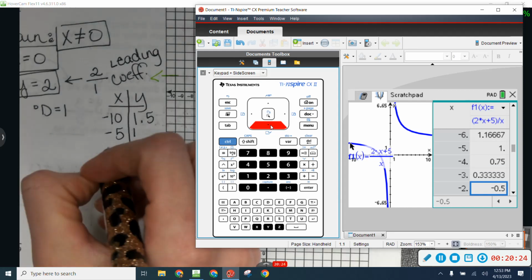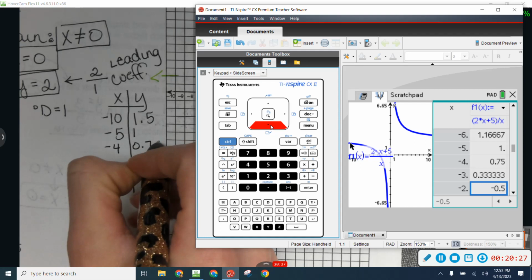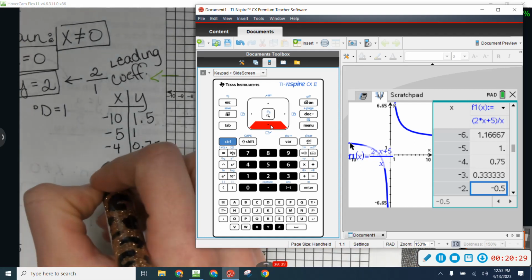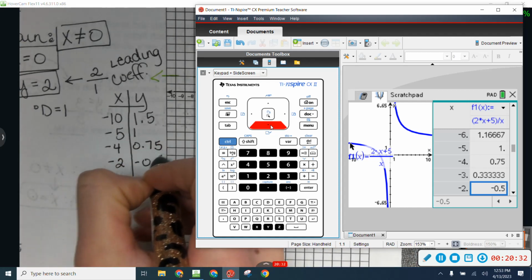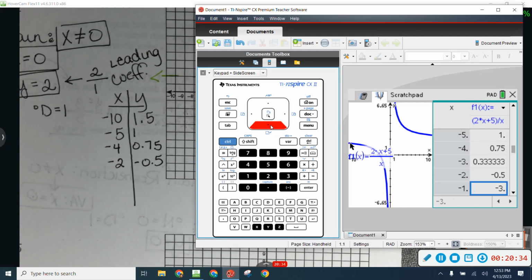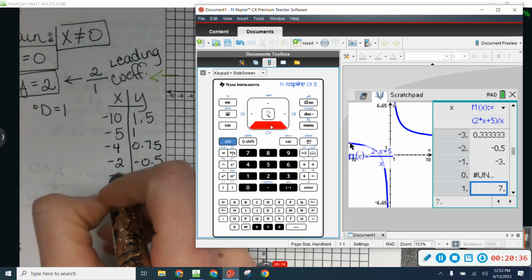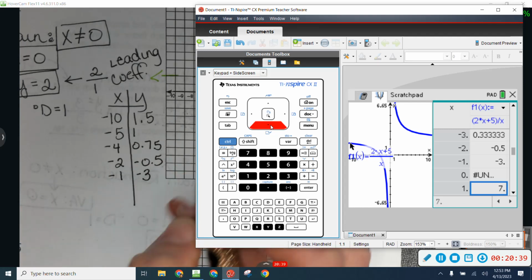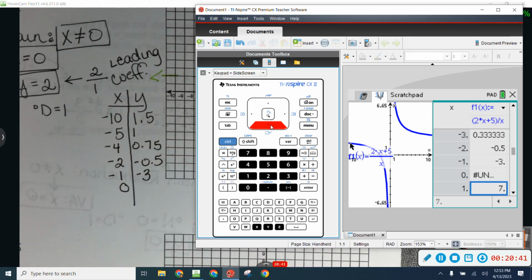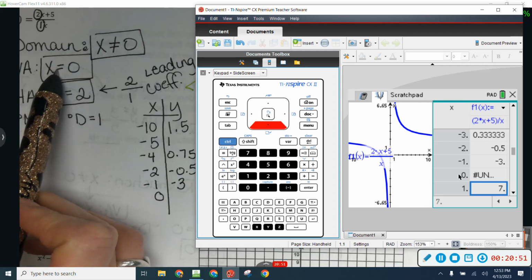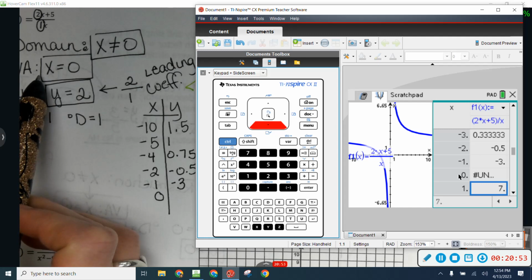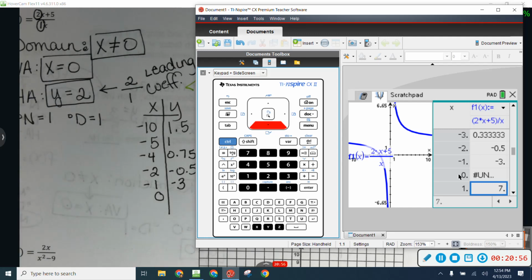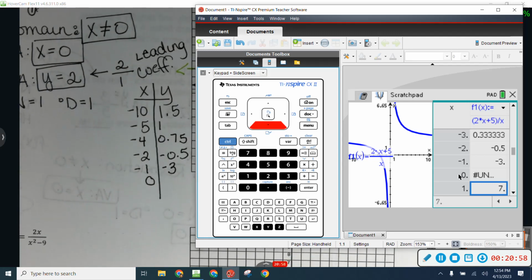If you wanted to do negative 4.75, you could. Negative 2, negative 0.5. Negative 1, negative 3. Now, for 0, we've got the hashtag undefined. Okay, that's what that's standing for. Well, what do you know about x equals 0? That's your vertical asymptote. That's why it's undefined, because it would make your denominator 0, and you can't have that. So that's why you have an undefined there.